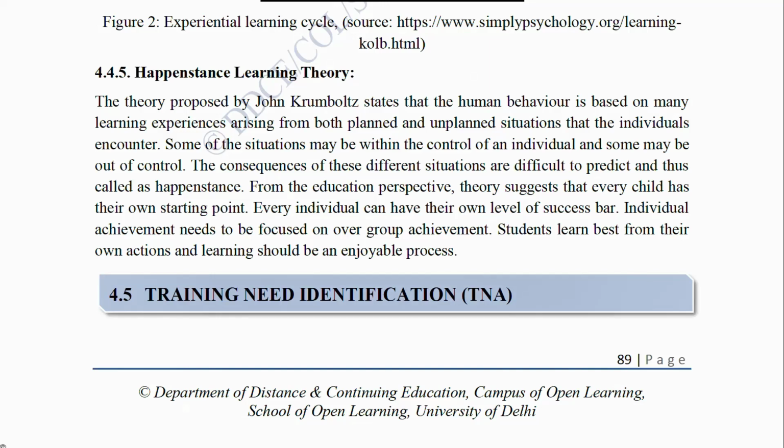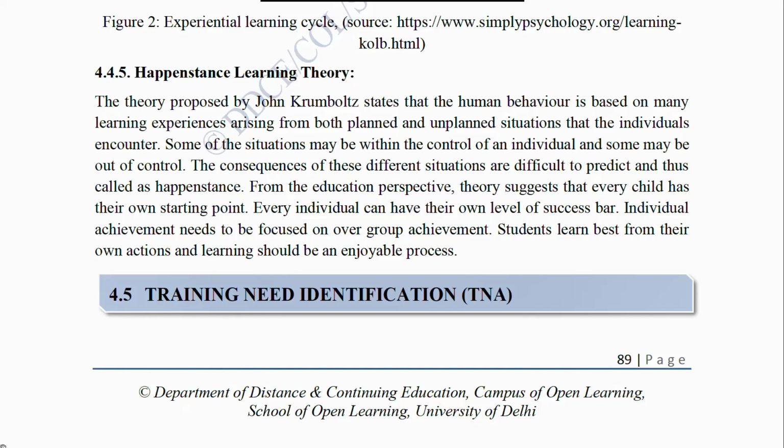4.4.5 Happenstance Learning Theory. The theory proposed by John Krumboltz states that human behavior is based on many learning experiences arising from both planned and unplanned situations that individuals encounter. Some of the situations may be within the control of an individual and some may be out of control. The consequences of these different situations are difficult to predict and thus called happenstance.